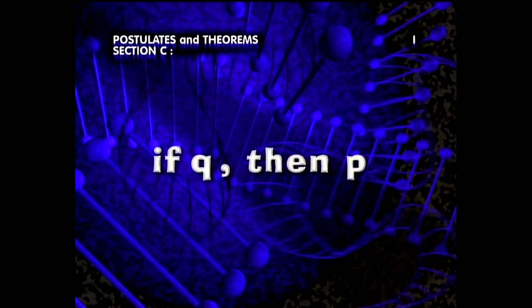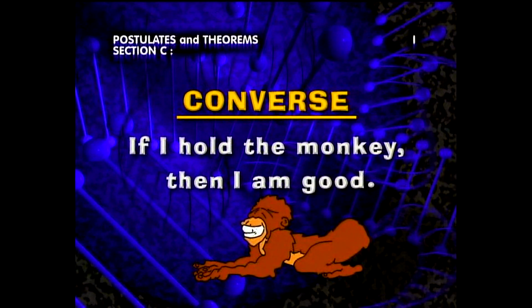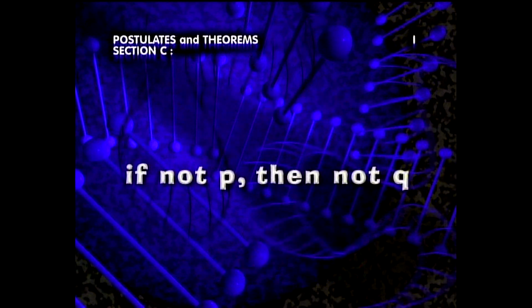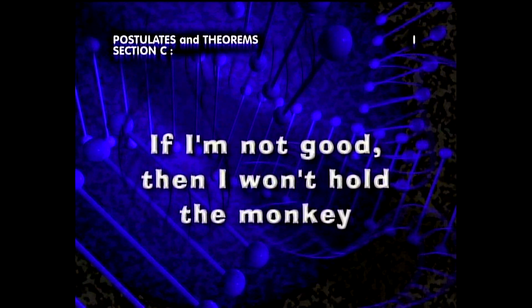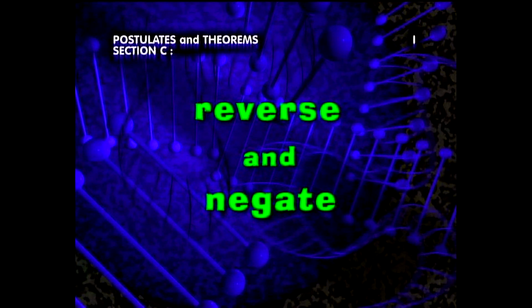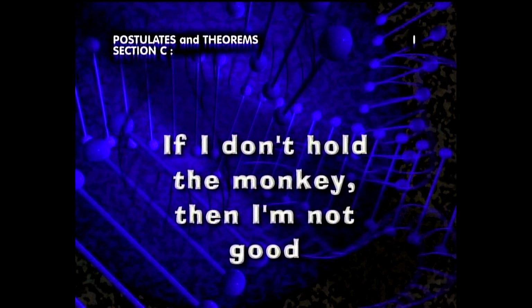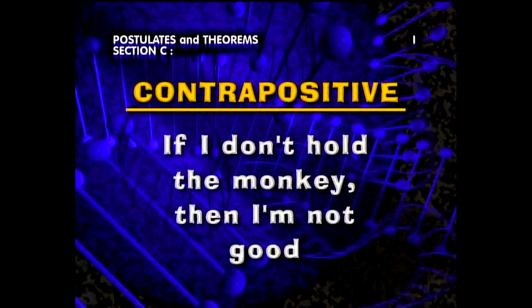If we reverse our statement, if Q, then P, we get, if I hold the monkey, then I'm good. This is called the converse. We can also negate our statement. If not P, then not Q. If I'm not good, then I won't hold the monkey. This is called the inverse. We can even reverse and negate our statement. If not Q, then not P. If I don't hold the monkey, then I'm not good. This is called the contrapositive.